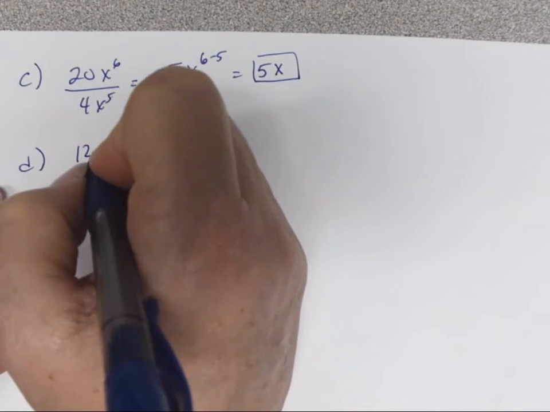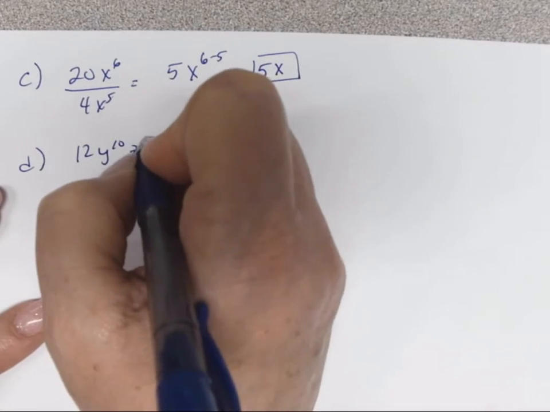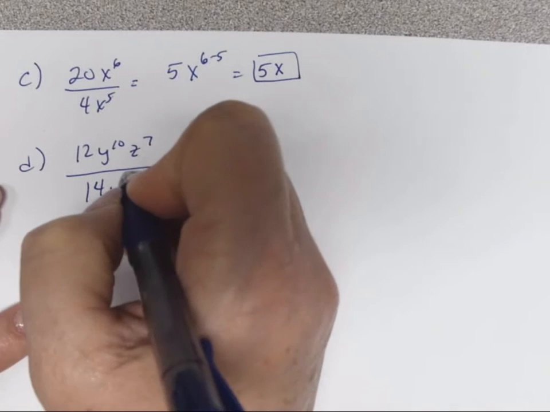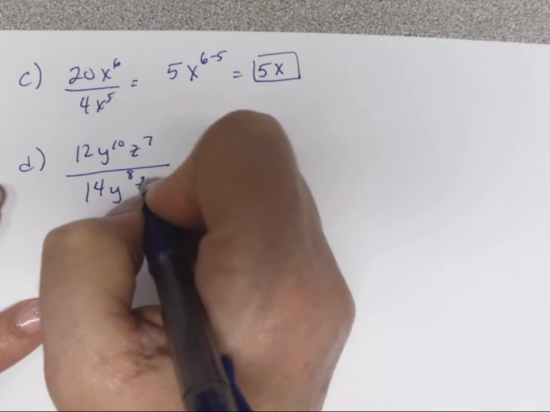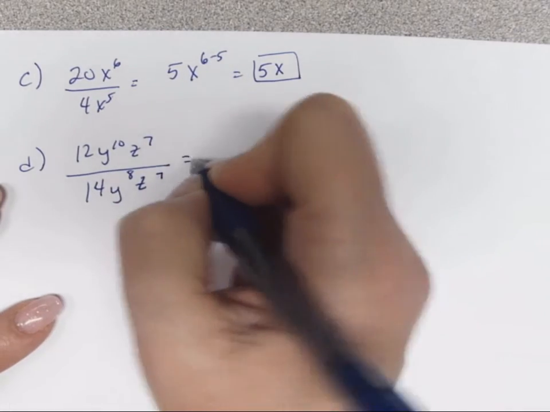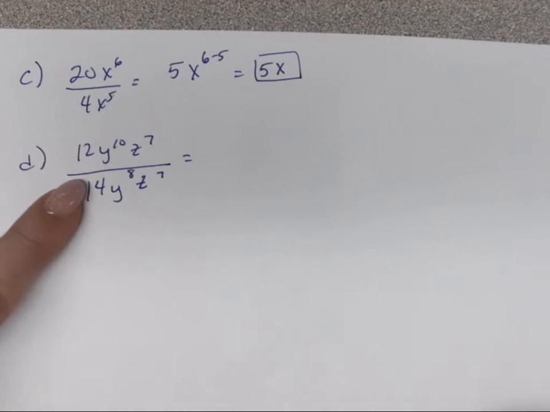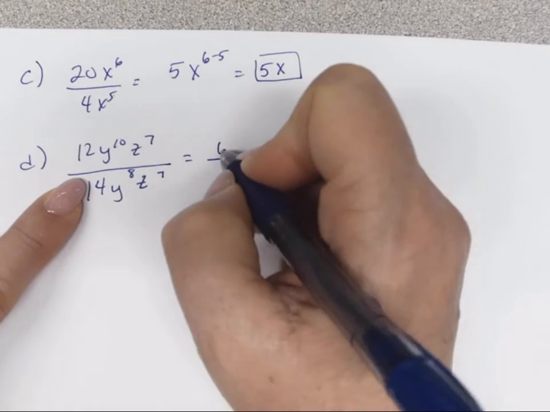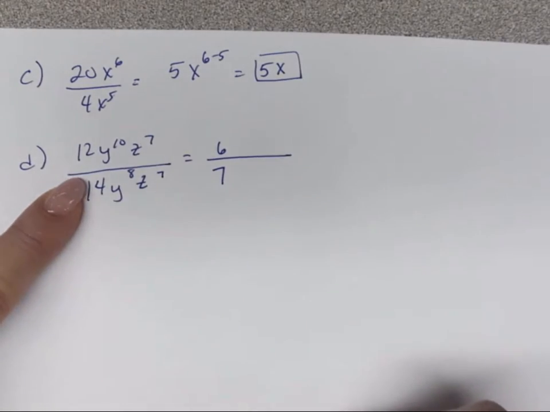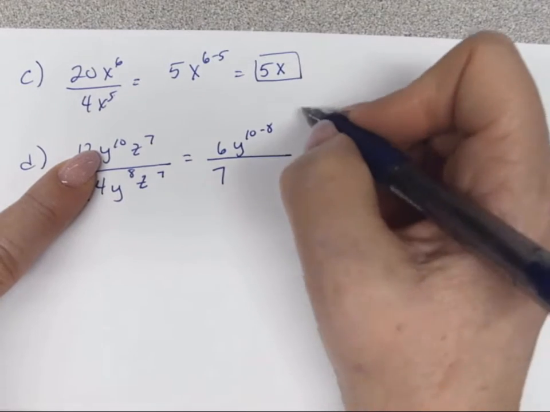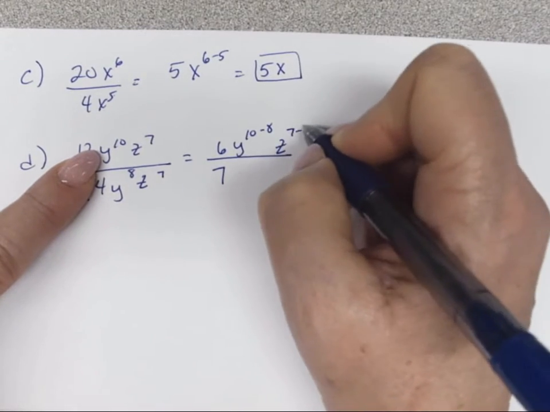And then we have 12y to the 10, z to the 7, over 14y to the 8th, z to the 7. Well, 12 over 14, they both divide by 2. We'll have 6 over 7 left. We'll have y to the 10 minus 8 and z to the 7 minus 7.